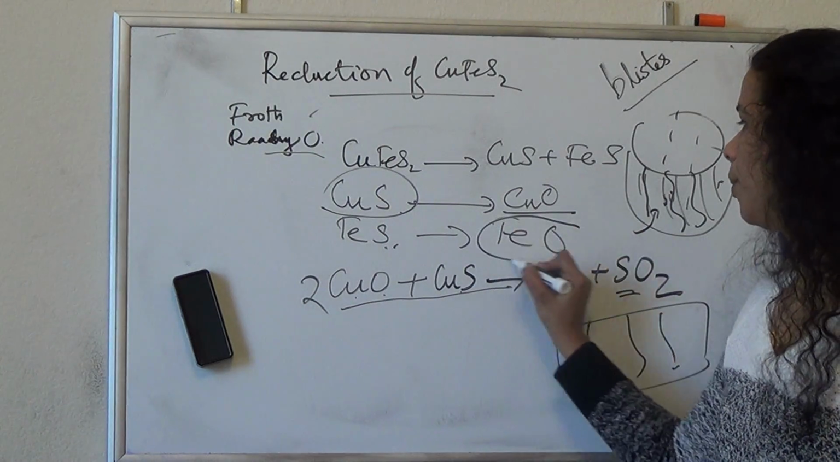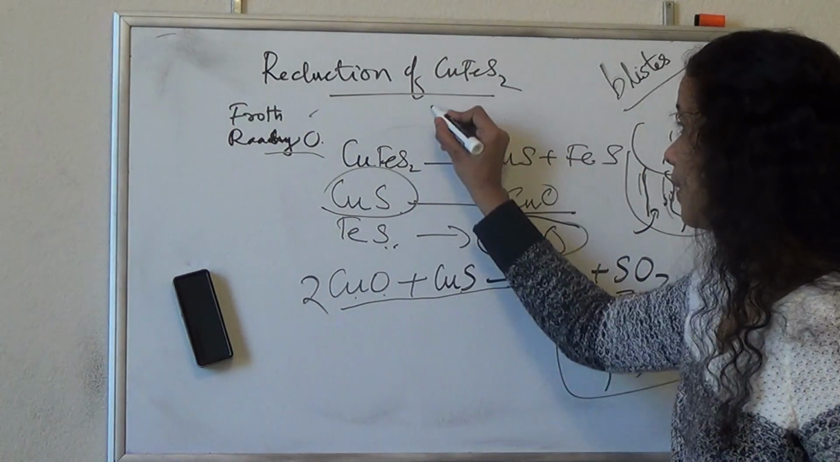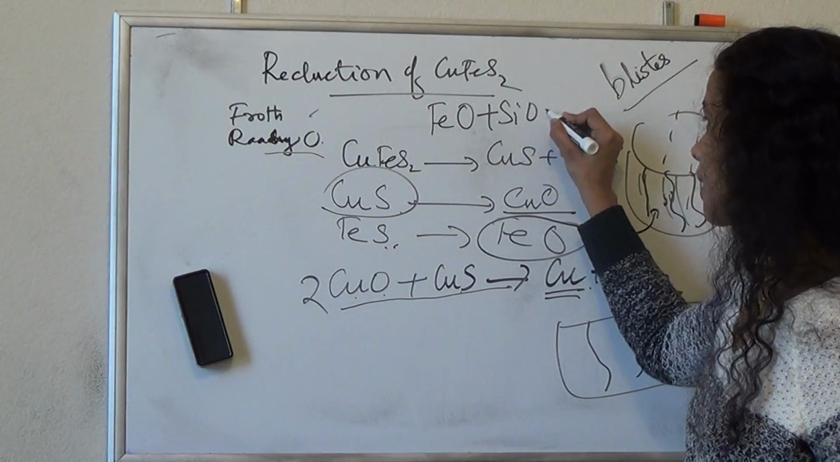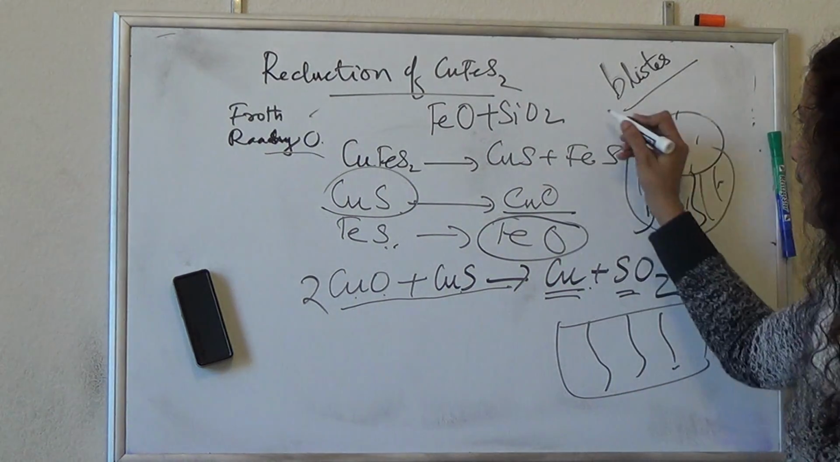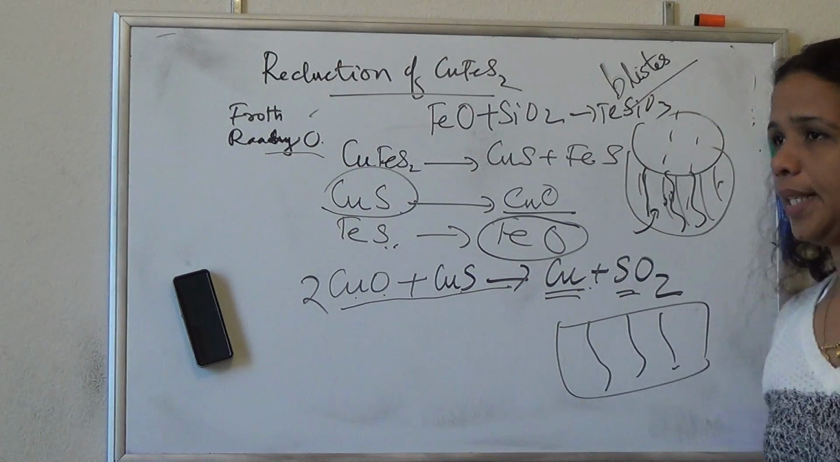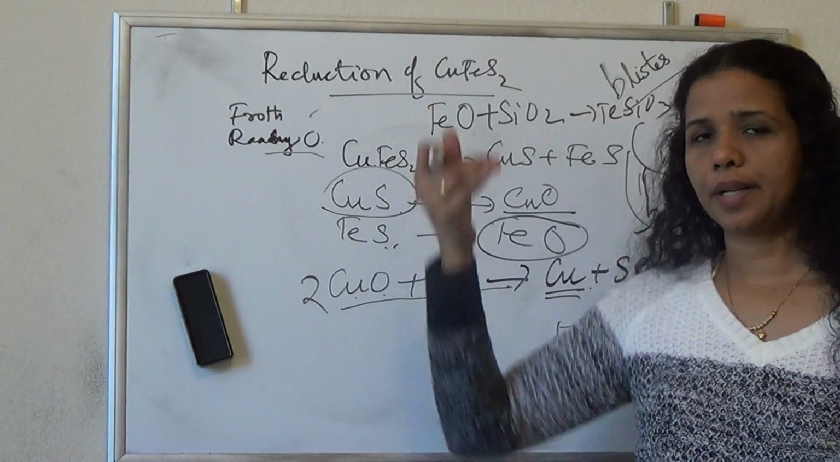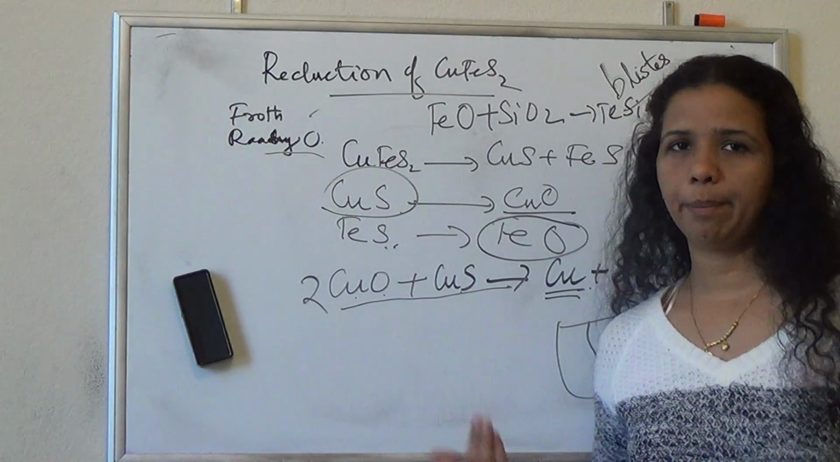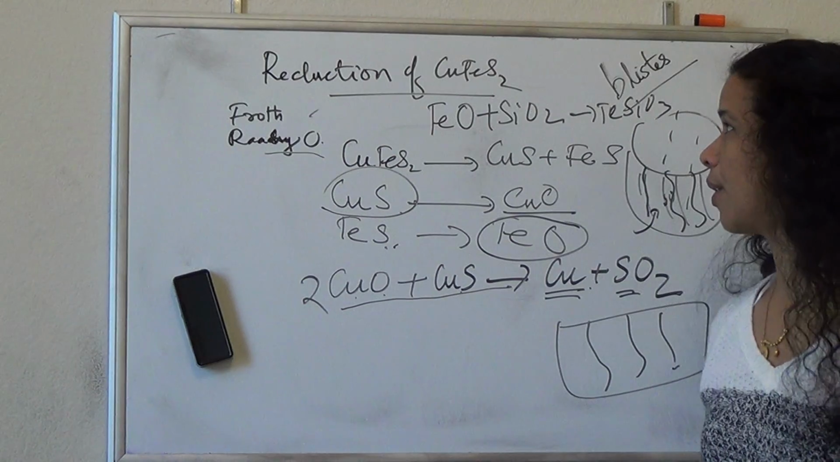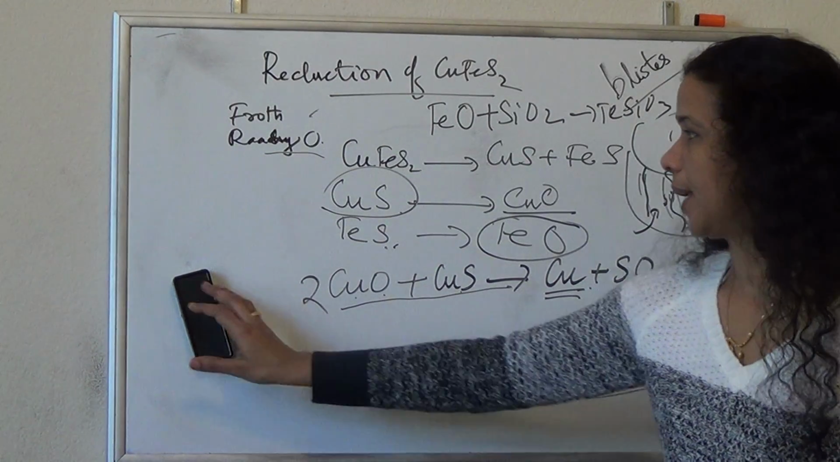Then we have to remove the impurities. Here iron oxide is the impurity, so we add silica as flux. They combine and form FeSiO3, which is easily fusible and separates at the top of the metal. We can wipe it out. So this is the process used for the extraction of copper from copper pyrites.